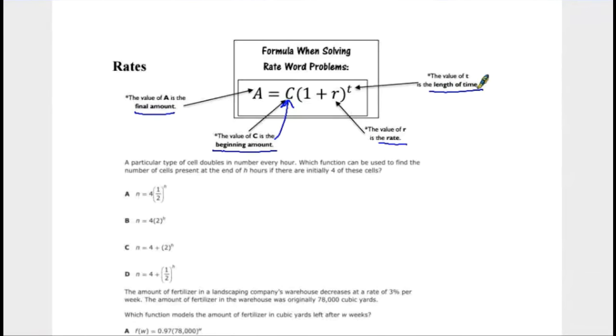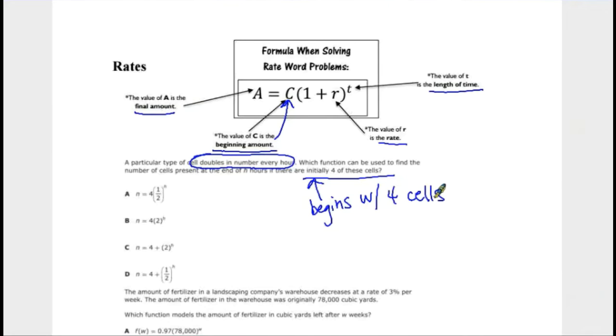Okay, on this problem it says, a particular type of cell doubles in number every hour. So I'm going to circle "doubles in number every hour." That's important. That's actually going to be my rate. Which function can be used to find the number of cells present at the end of each hour if there are initially 4 of these cells? Well, guys, that word initially means begins. So that means I begin with 4 cells.